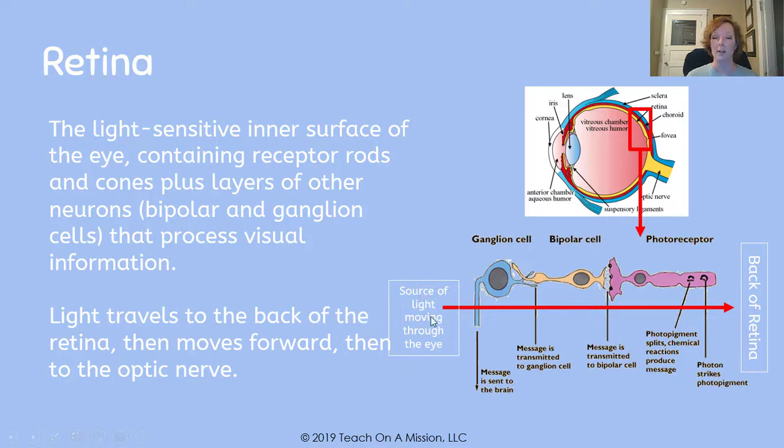So if you look down here at the illustration, the source of light is moving through the eye. It hits the back. It's going to hit the photoreceptors. In the photoreceptor, the photons of the light strike photopigments, and those photopigments split. This causes chemical reactions that produce messages. The message is transmitted to bipolar cells. So it's going to go to a bipolar cell, and then the message is transmitted to the ganglion cell. The ganglion cell actually turns into the optic nerve, and that's where the message is sent to the brain.